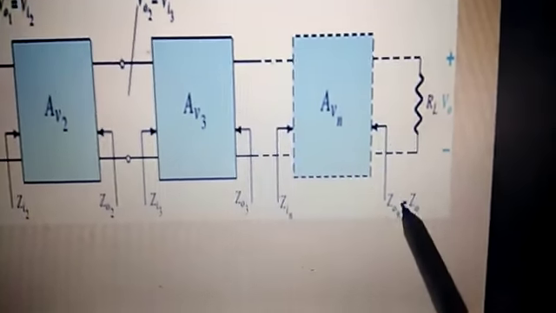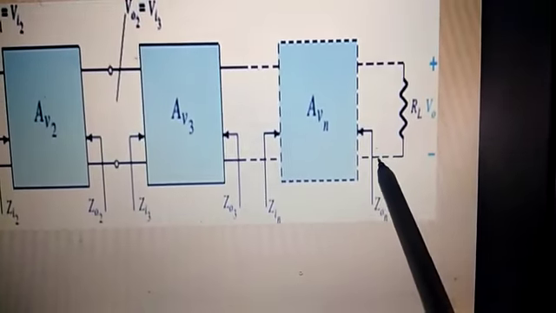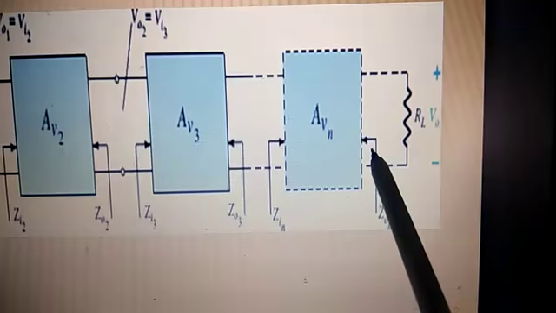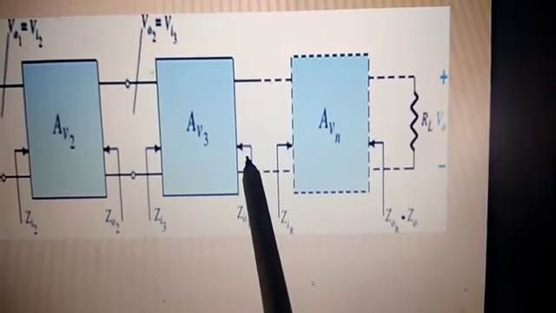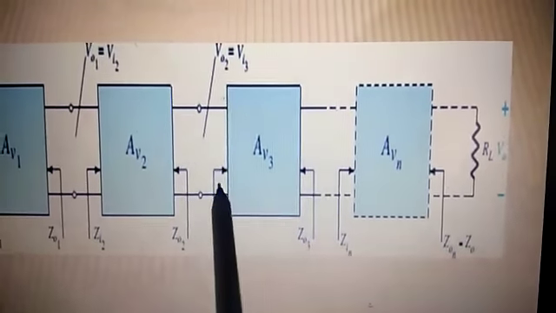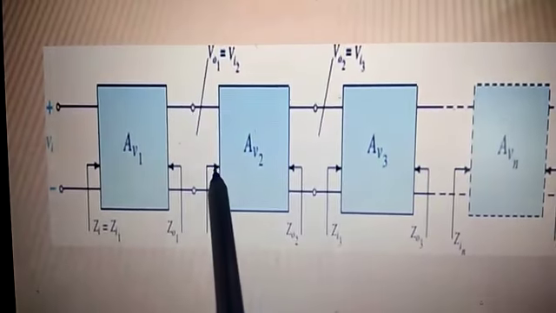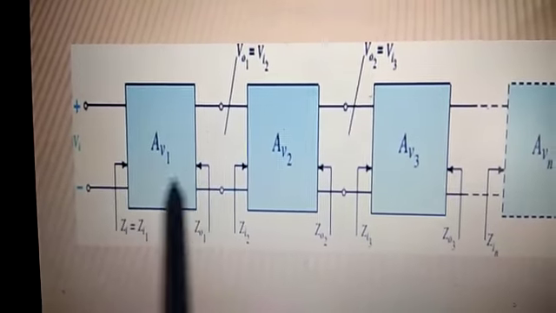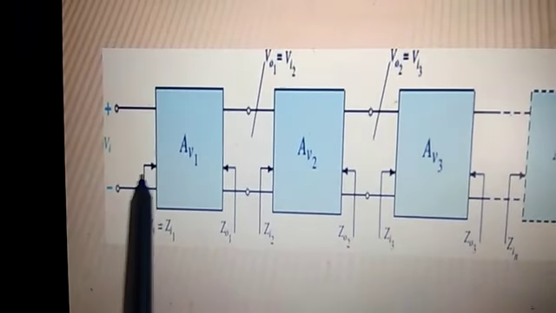You can observe here, we will come from the final stage. This is the input impedance of the last stage, fourth stage here VO4, output impedance of the fourth stage, and this is input impedance of the fourth stage. Output impedance of the third stage, input impedance of the third stage. Output impedance of the second stage, input impedance of the second stage. Similarly, output impedance of the first stage and input impedance of the first stage.